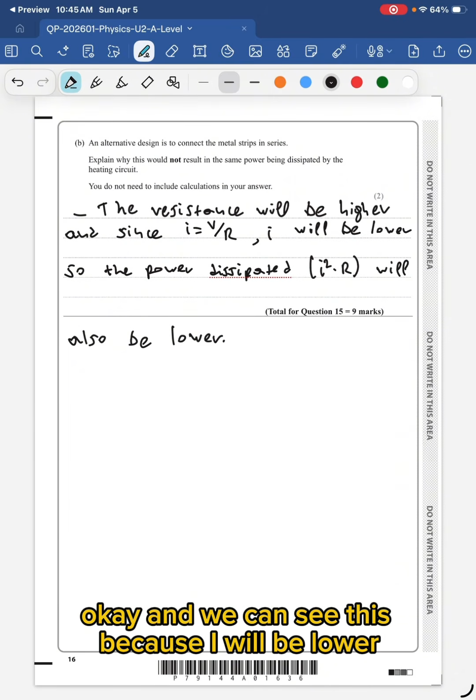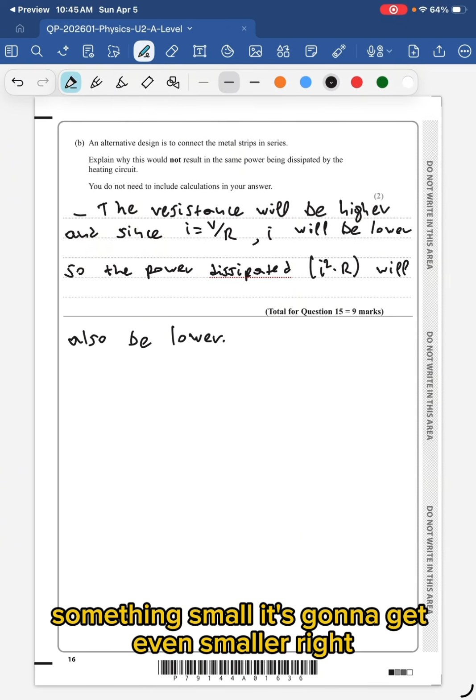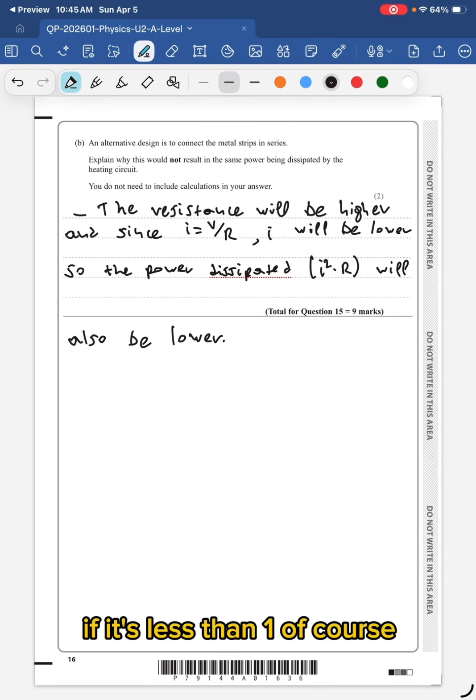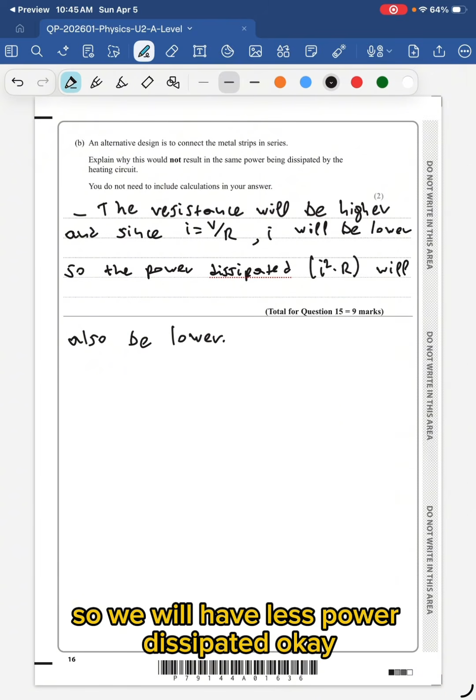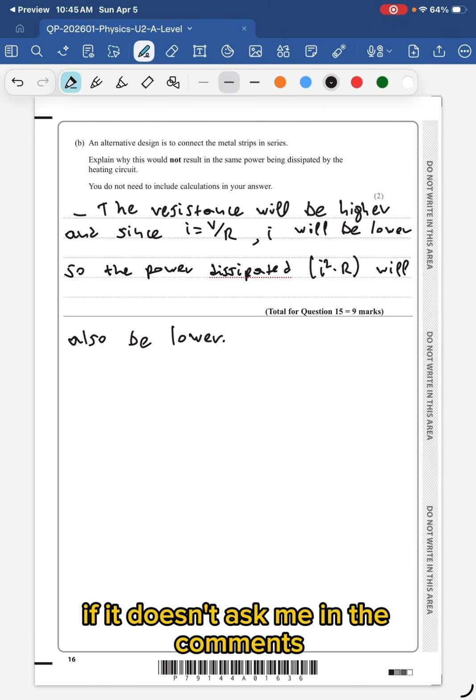Okay, and you can see this because I will be lower, and if we square something small, it's going to get even smaller, right? If it's less than 1, of course. So we will have less power dissipated. Okay, I hope this makes sense. If it doesn't, ask me in the comments.